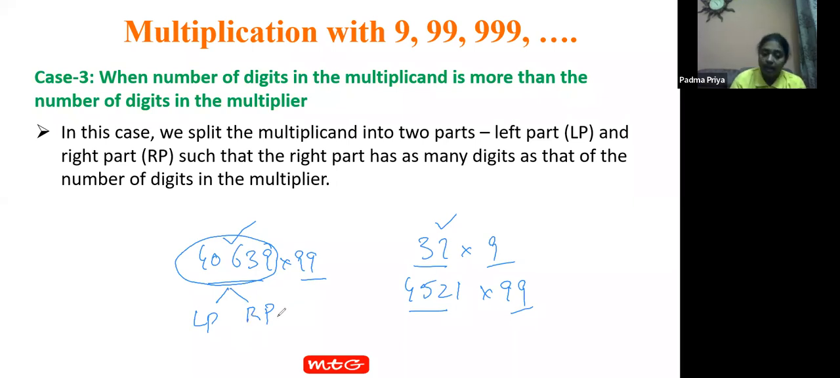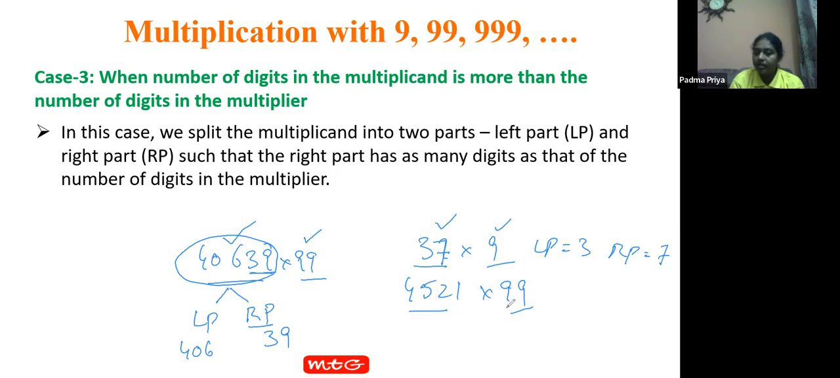Yes. So here the RP should have as many digits as there are nines. Here there are two nines, so the RP should be the last two digits, which is 39. And all the remaining digits would be the LP. Like in this question, 37: there is one nine, so we get LP as 3 and RP as 7.